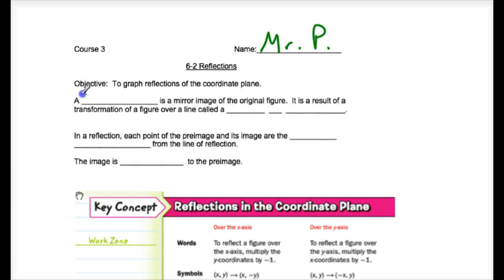All right. A reflection. There's an X in there. It's a C. R-E-F-L-E-X. Like reflection. Totally wrong. All right, a reflection, guys, is a mirror image of the original figure. It's a result of a transformation of a figure over a line. We're going to call the line that it gets reflected over the line of reflection.